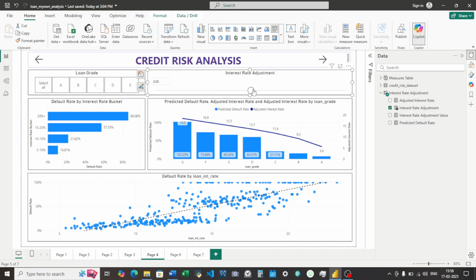Using this slicer, let me take it to 0. Yeah, look into this visualization. This is the adjusted interest rate for now, which is the same as the actual interest rate because there's no adjustment at 0%. This would be the base, and this is the default value. As the interest rate increases, the default rate too increases. Observe these values. And as it decreases, the predicted default rate decreases. That's it.